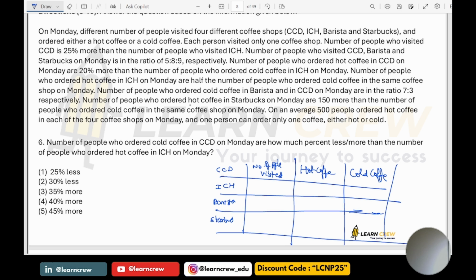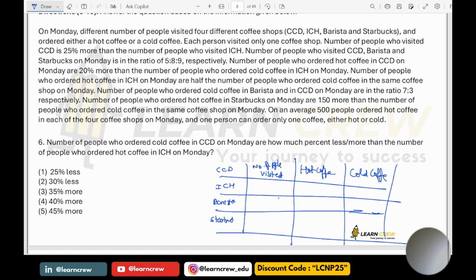The number of people who ordered coffee in Starbucks on Monday are 150 more than the number of people who ordered cold coffee in the same coffee shop on Monday. Number of people who visited CCD, Barista and Starbucks on Monday is in the ratio 5:8:9. So thereby, please see here.